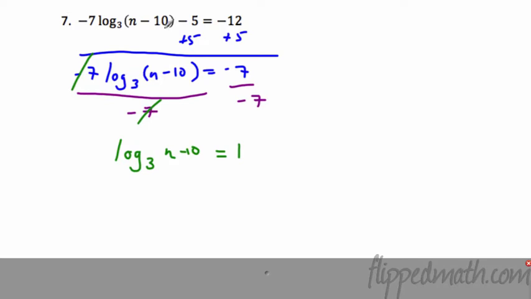All right, so number 7. We find that here's the variable right here. It's nested inside this logarithm. So we have to get that log all by itself. We add 5 to each side, divide by negative 7. We get the log base 3 of n minus 10. Now remember, log base 3, the exponent I use on 3 to get n minus 10. So I'm going to use that as an exponent on 3. If I use that as an exponent on 3, I get n minus 10.